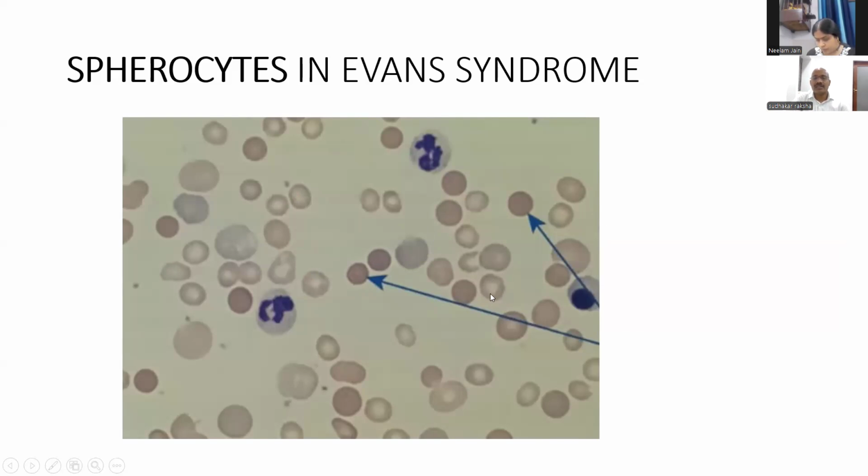This red cell which is appearing with a central pallor, these are the normal red cells. The red cells normally are biconcave discs. But here you can see round cells without central pallor. These are called microspherocytes. So these spherocytes are seen in Evans syndrome. And the spherocytes are more fragile. When they pass through the capillaries in the spleen, they undergo lysis. So there is a hemoglobin decrease.